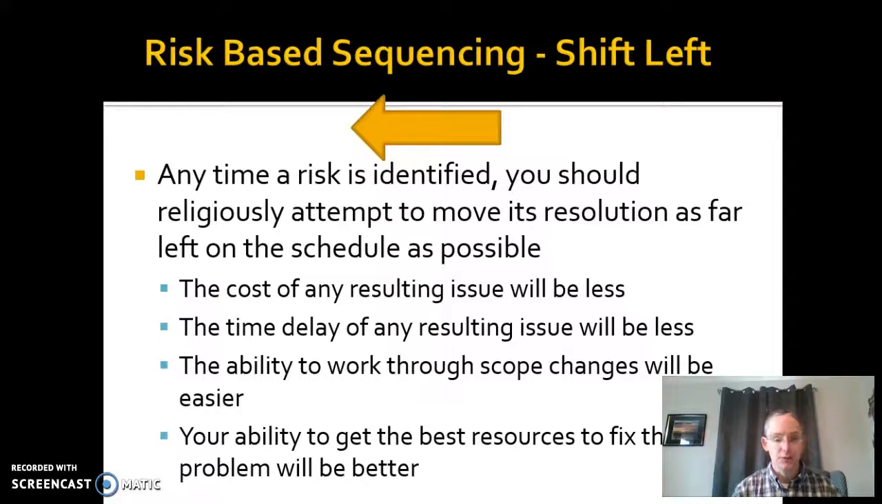The cost of the resulting issue is going to be less. The ability to work through scope changes that might be involved is going to be a lot easier if we're doing that up front, especially if we have the users involved. And your ability to get the best resources to fix the problem is going to be better too, because if the issue is realized earlier on, then maybe everyone else who's really key to solving it isn't tied up in all their other projects and behind, trying to get their own stuff done.